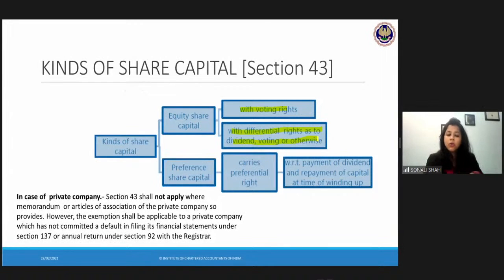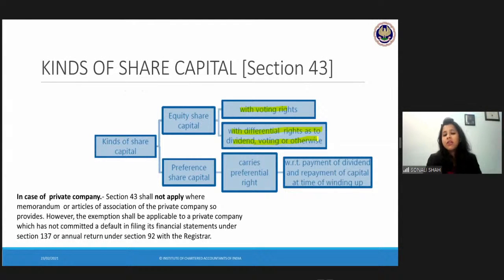Now, we also know that section 43, which talks about kinds of share capital, has an exemption for private companies. So if the private company wants, it can tweak the requirement of capital in its memorandum or articles. But this exemption can be availed by a private company only when it has not defaulted in filing its financial statements under section 137 or its annual return.